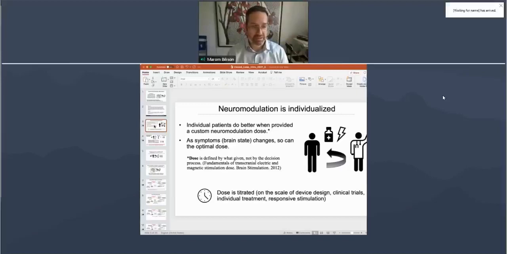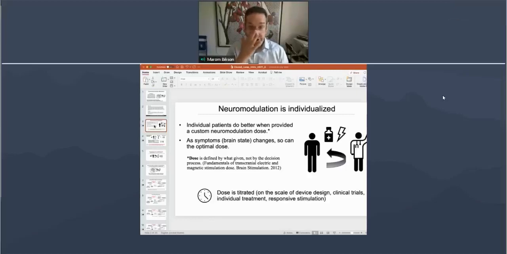Now, in addition to customizing to the patient, we may also be changing it over time. To the extent that we know that symptoms in many cases will evolve over time, and that supposedly involves a change in brain state, there's a notion that this dose may also be changing over time. I also want to clarify that what we mean by dose can often be a little bit squirrely. I think it's most useful to define dose as what we give and not as how we got there. A classic example would be defining dose in terms of TMS motor threshold. That is a decision rather than necessarily defining what was actually given.